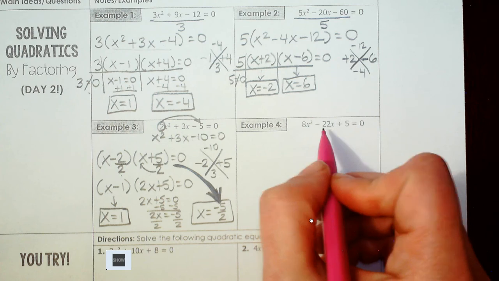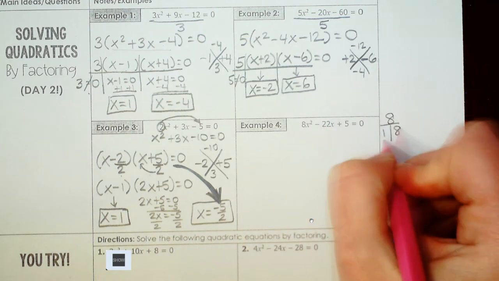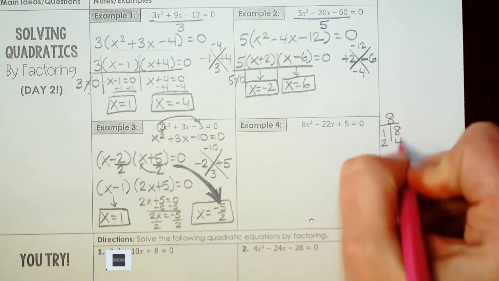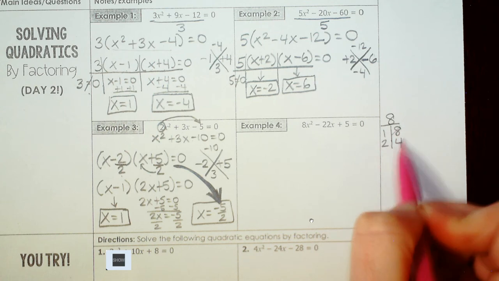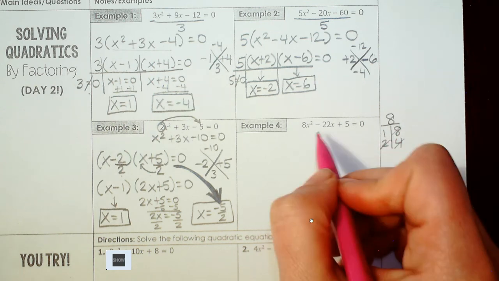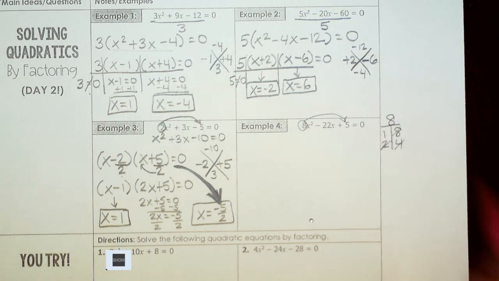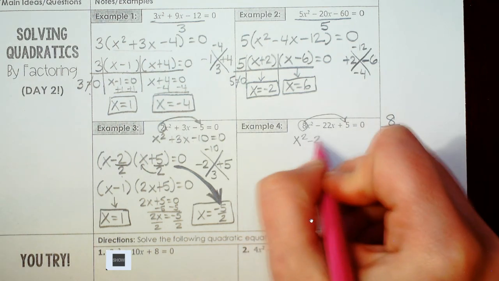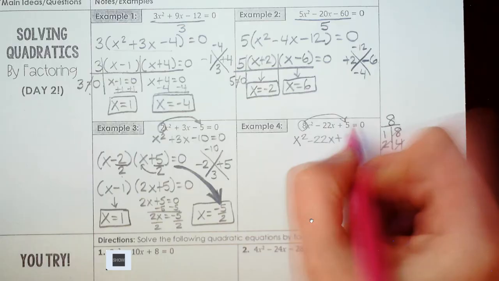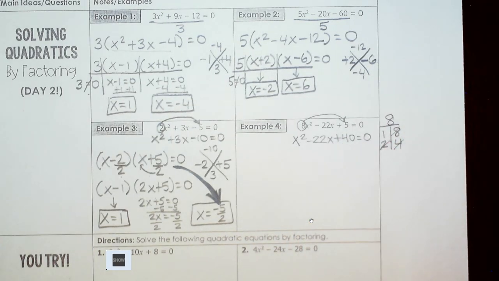So on number 4, do we have a GCF? So factors of 8 are 1 and 8, 2 and 4. Can you divide all of these numbers by 8? No. 4? No. 2? No. So no GCF, which means I got to do my slip and slide or AC or bottoms up, this other method. So x squared minus 22x plus 40 equals 0. I'm just going to move it to the end for right now.